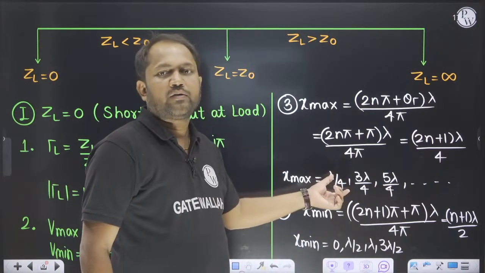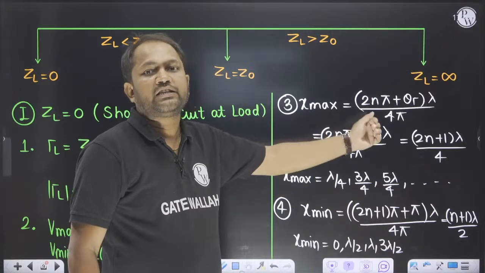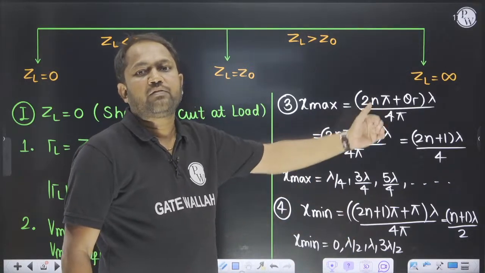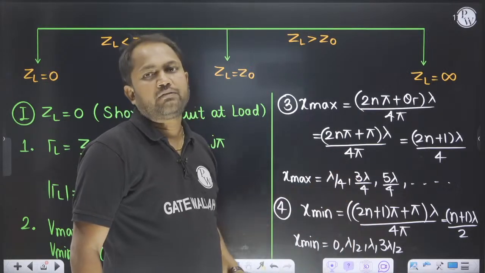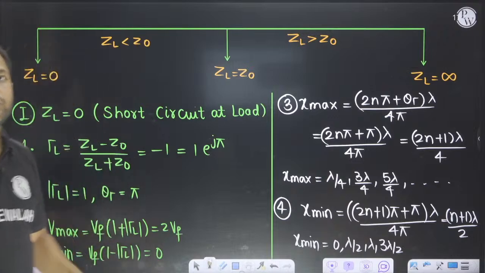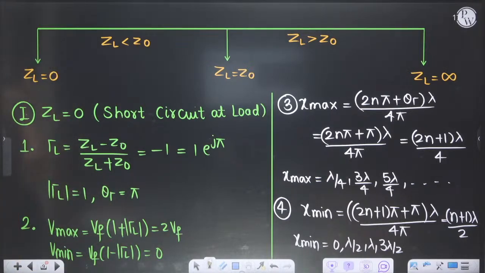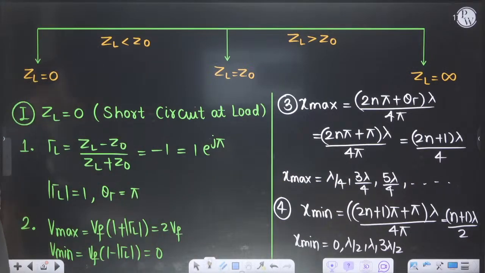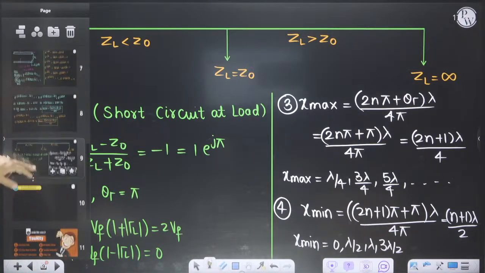X is equal to lambda by 4 means at a distance lambda by 4 from the load. X is equal to lambda by 2, at a distance lambda by 2 from the load. At a distance 3 lambda by 4 from the load. So we can measure the distance X from the load. So we can get the location of maxima and minima. So location of maxima is lambda by 4, 3 lambda by 4 and 5 lambda by 4, and the location of minima will be 0, lambda by 2, lambda and 3 lambda by 2. So this is the value of maxima and minima.